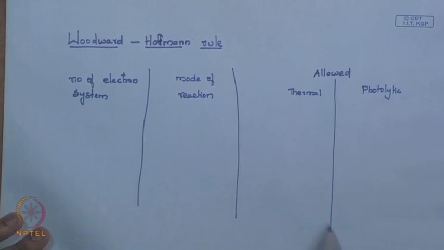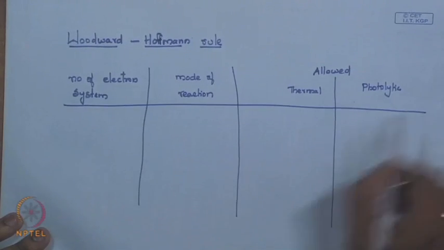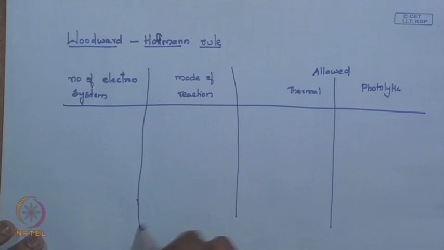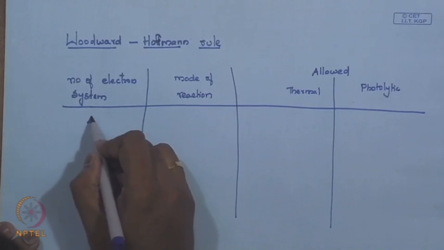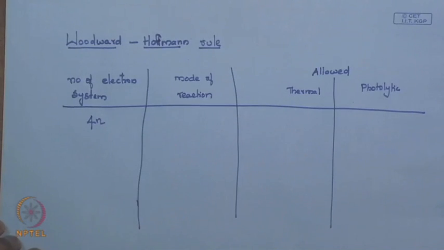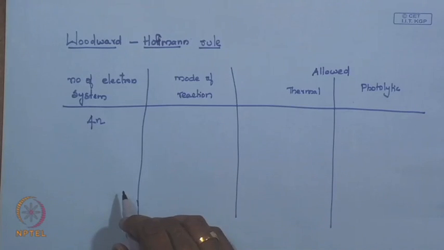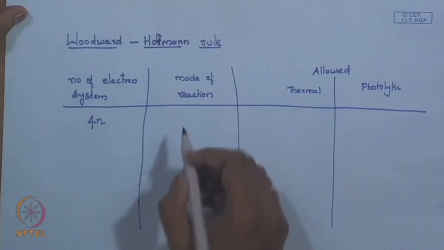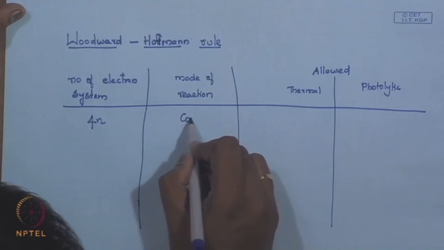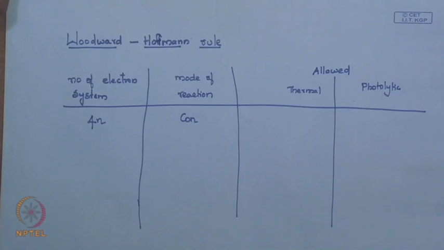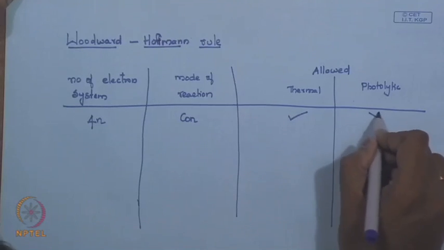Nicely make a table and see whether it works on this. Okay, if I take a 4n system, fine, I am taking a 4n system. Now, mode of reaction. So, I am saying 4n system con, which is allowed in heating. For a 4n system, just think back, yes, heating it goes, photolytic it is not allowed.